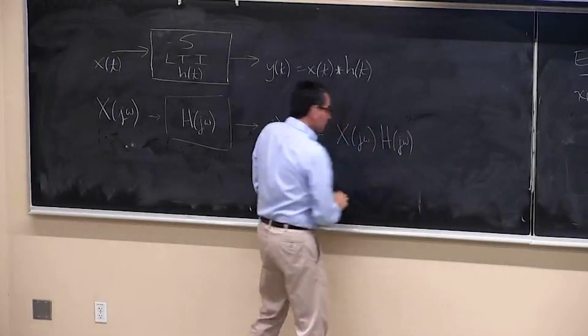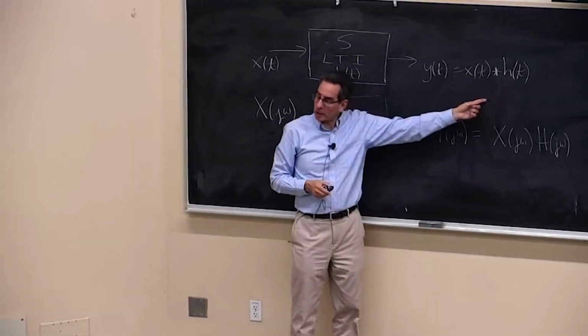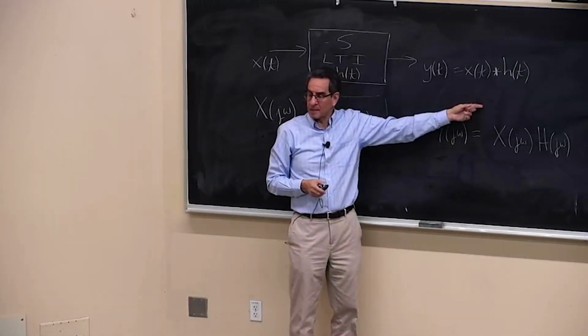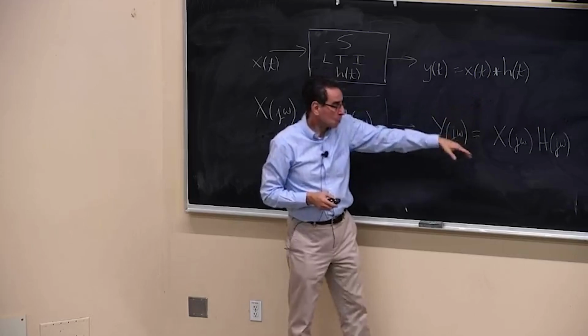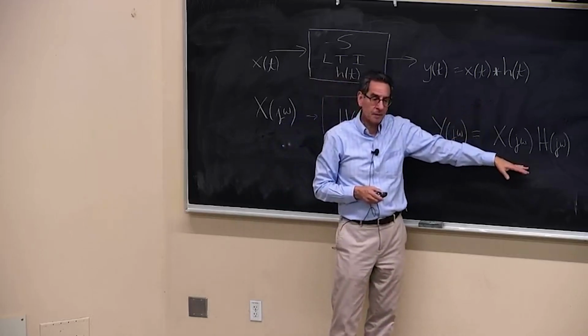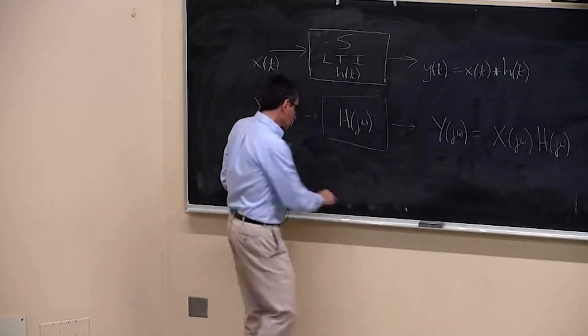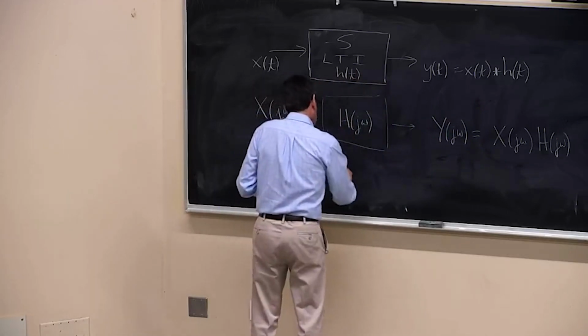Now that's very attractive, right? Because we know from experience that doing convolutions can be sort of a pain. Doing multiplication is about the easiest thing you can imagine doing. So what this means is that by going into the frequency domain, so this is kind of the frequency domain picture.